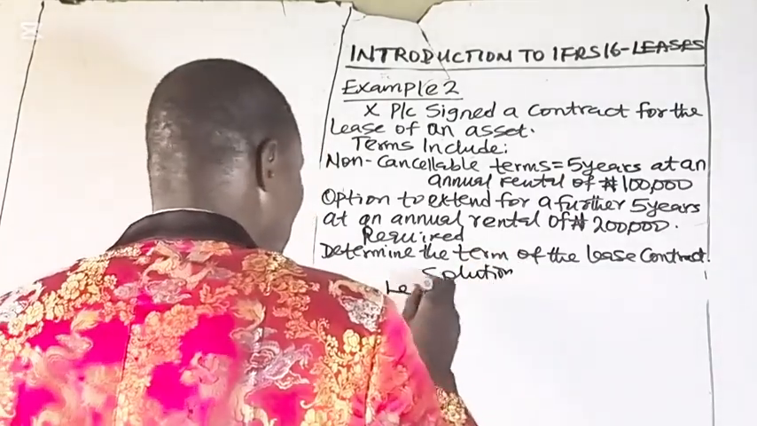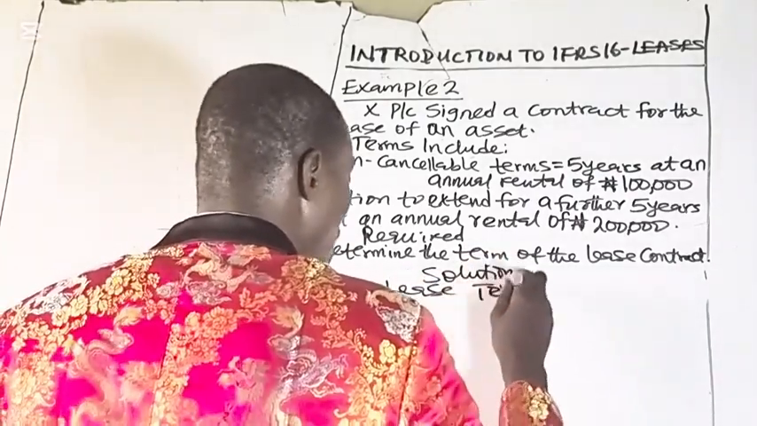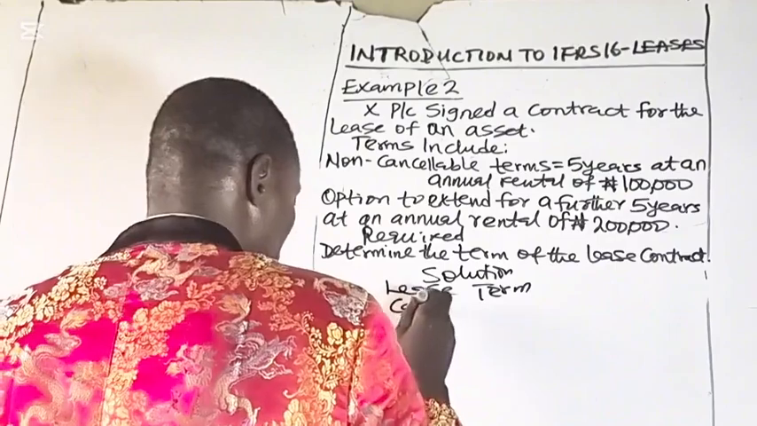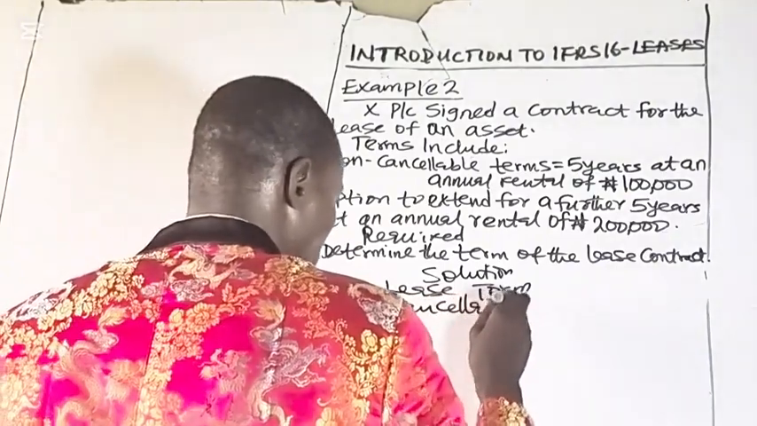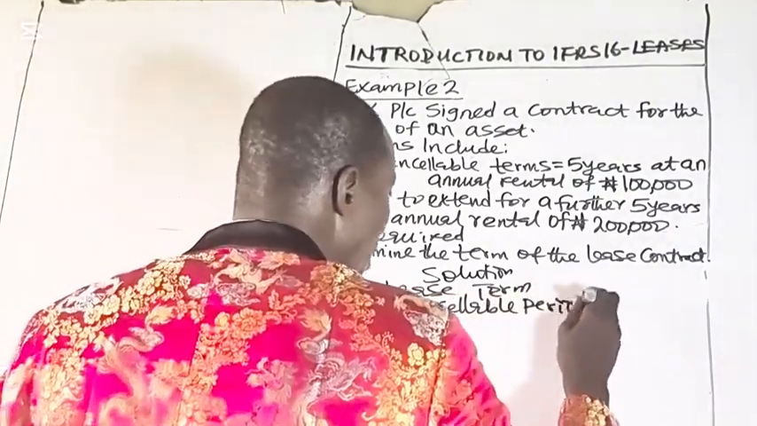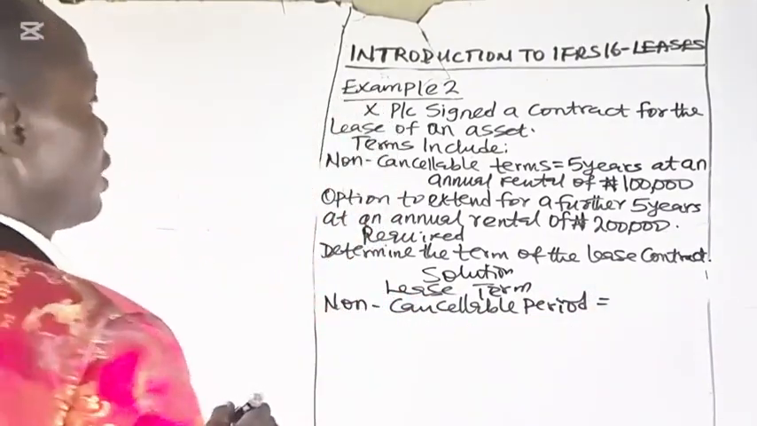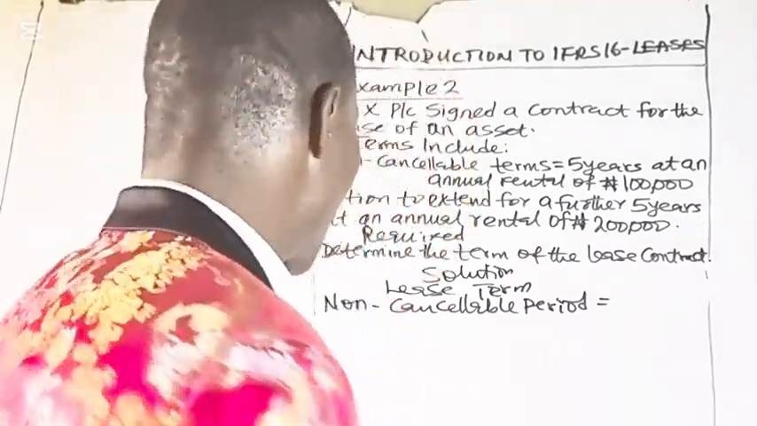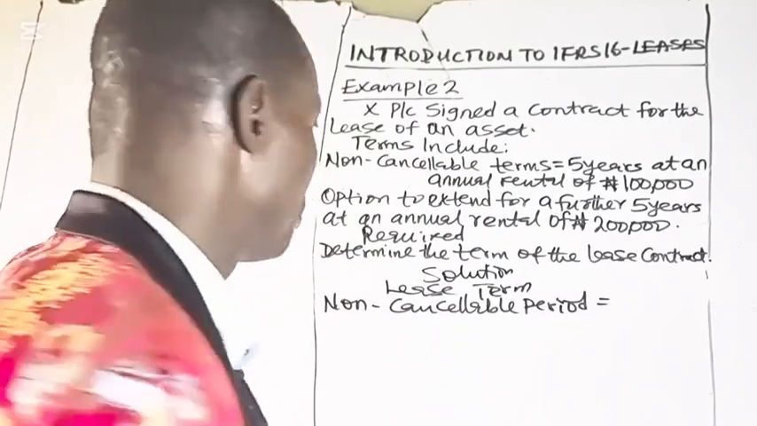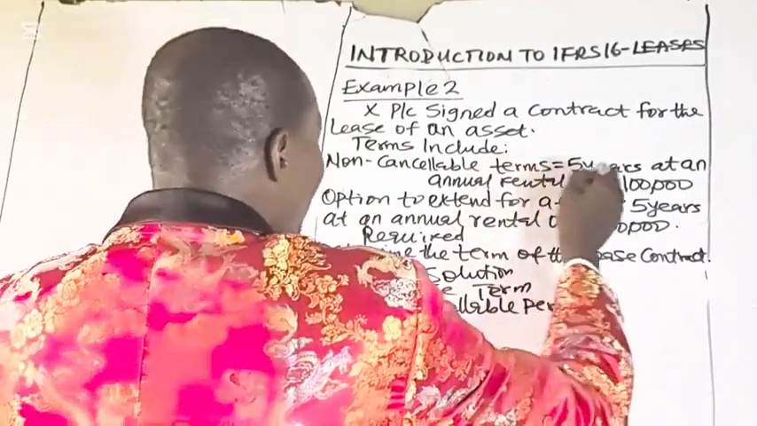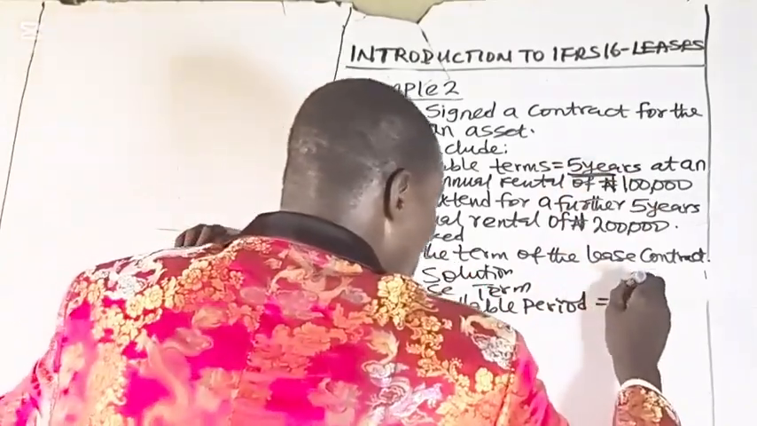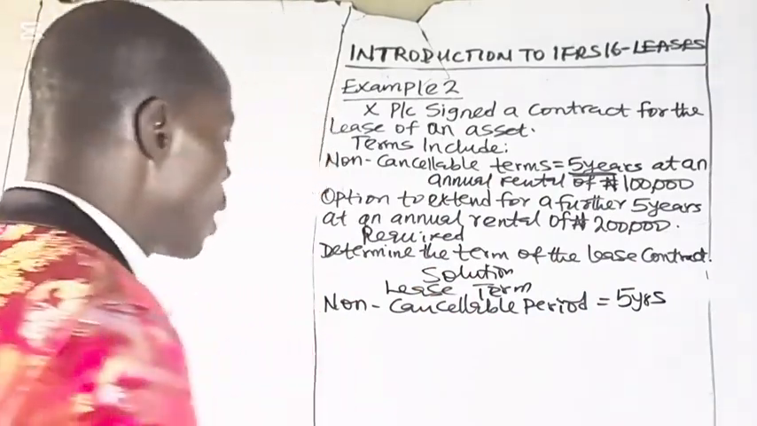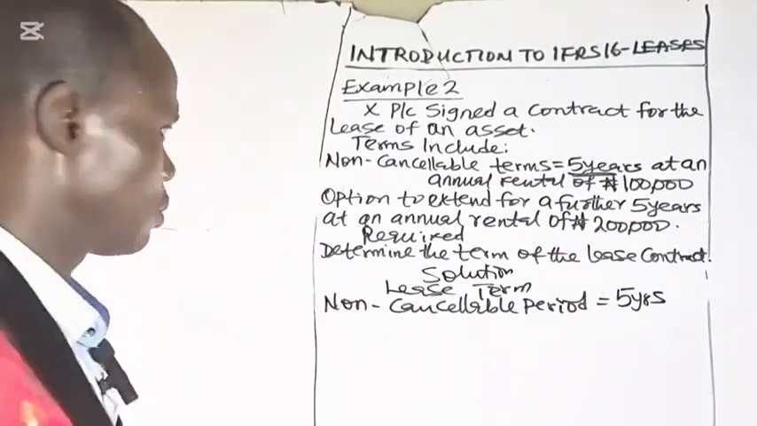The lease term always comprises the non-cancelable period. I've told you that the non-cancelable period is the primary period of the lease, in which neither of the parties to the lease can cancel the lease term. So, in this case, 5 years is the primary period. Then, plus the period of the option.